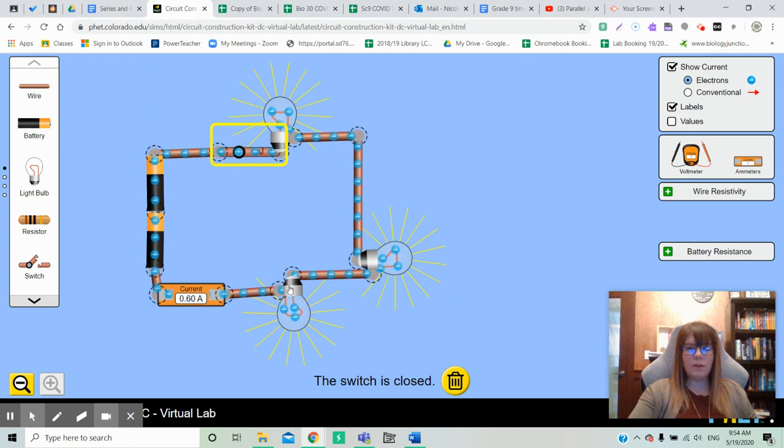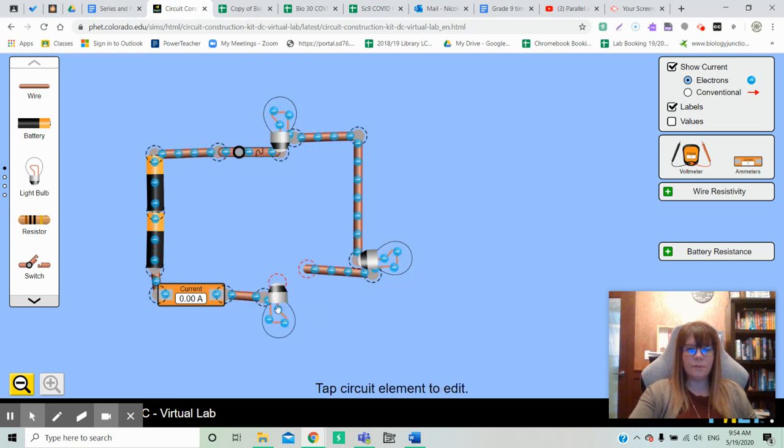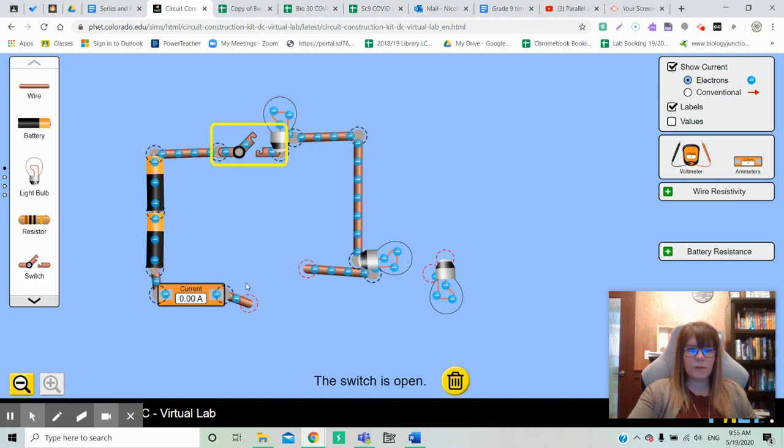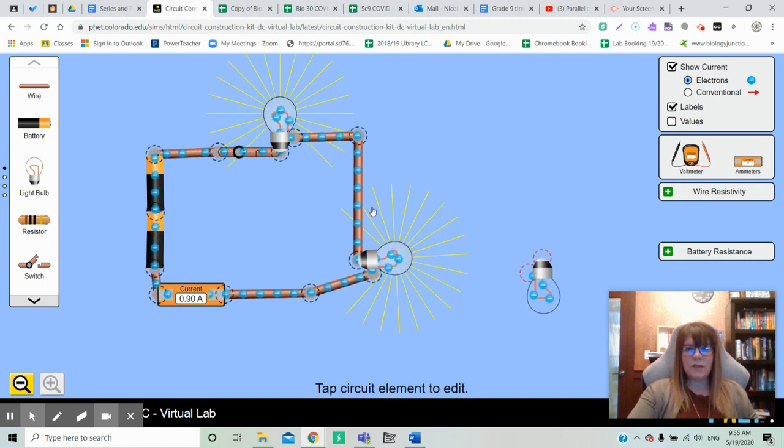I'm going to disconnect this light bulb here. I'm going to move it off to the side, and I'm going to connect my circuit back together. I'm going to turn it on, and now you will see the difference of the line. So you can see this is with 2 bulbs and the current.